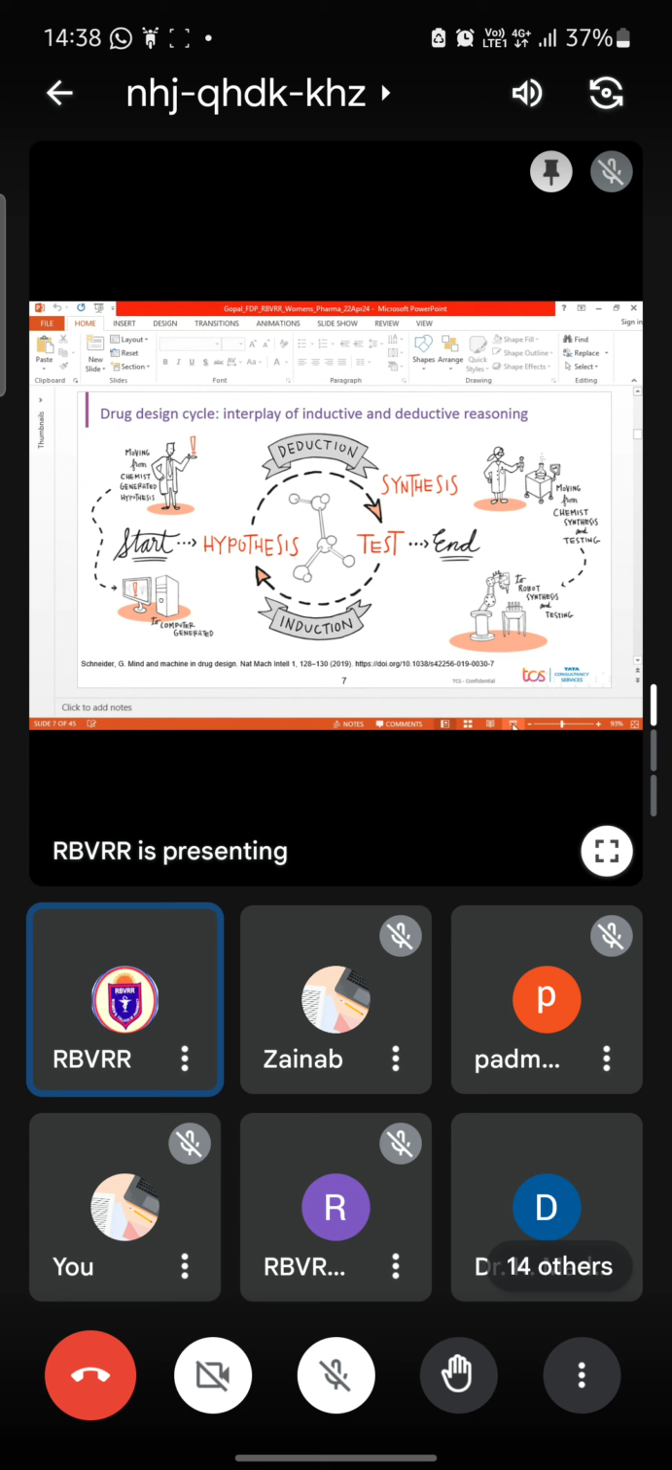So any keywords like this, we must try to get to the bottom and understand. Then only will we be able to teach the students what they mean. Deductive reasoning. What do you understand? Assume that I don't know what deductive reasoning is, so you tell me.